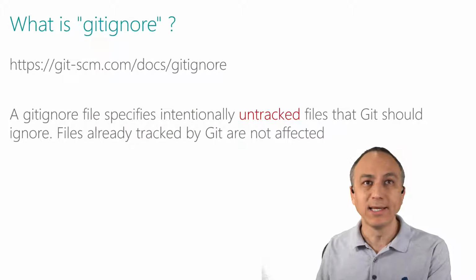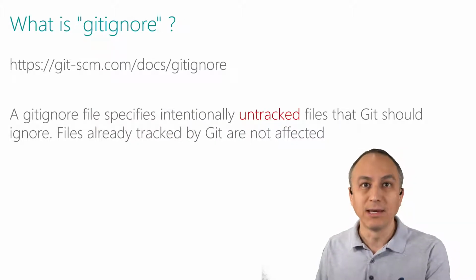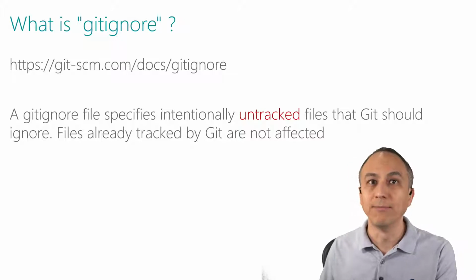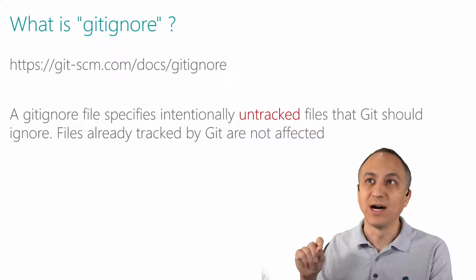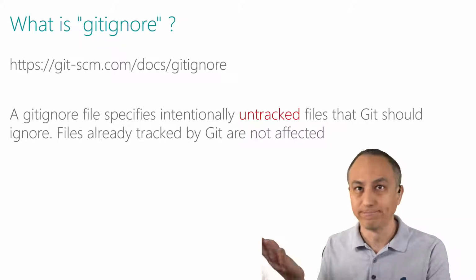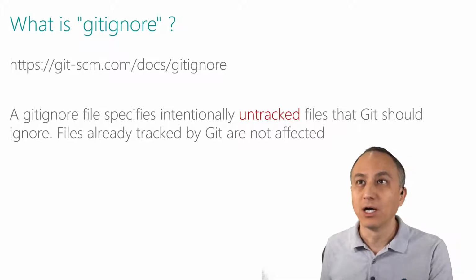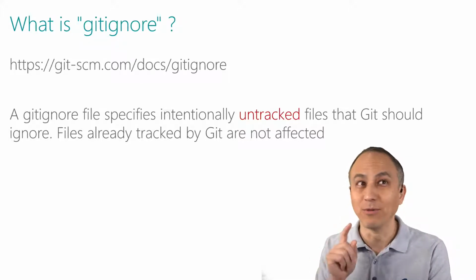So what is gitignore? It's simply a file. It's just a file named .gitignore. And here's the formal explanation. A gitignore file specifies intentionally untracked files that Git should ignore. Self-explanatory. Files already tracked by Git are not affected, and that is an important point.